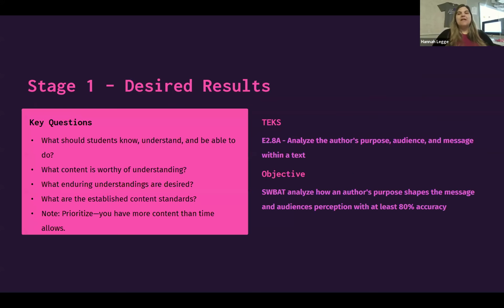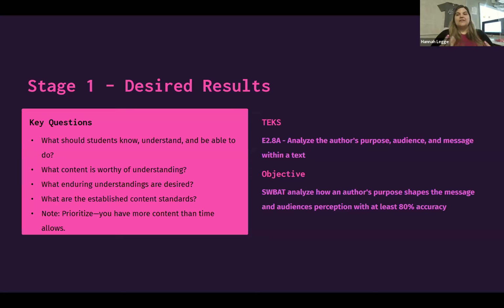So let's look at stage 1. On the right side of the screen is a model lesson that is technically being backwards planned. And then on the left side is the desired results and questions that we are asking to get those results. So as we're planning, we need to ask ourselves, what should students know, understand, and be able to do? Okay. What content is worthy of understanding?